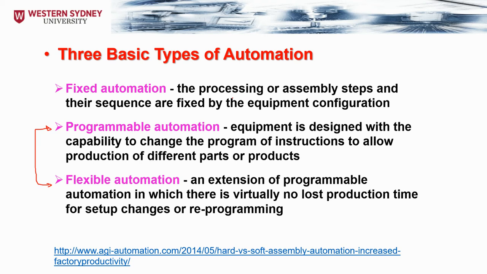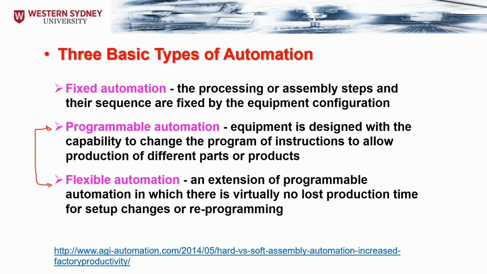In fixed automation, the processing or assembly steps and their sequences are fixed by the equipment configuration. So, for example, let's say a gas cylinder drawing machine. This machine is always going to be capable of making the same shape of gas cylinder. It's not going to be able to change that between processes. If it is required to change the configuration of the machine to change the product, it's going to take more effort and, of course, cost.